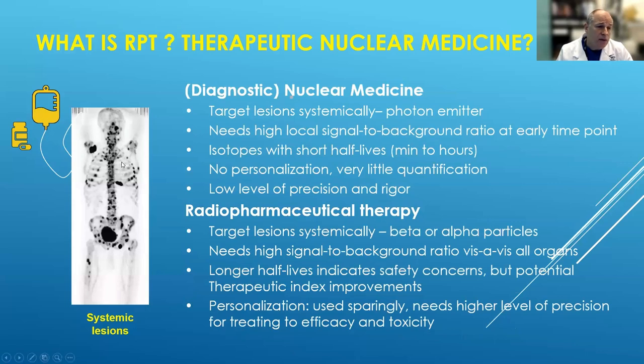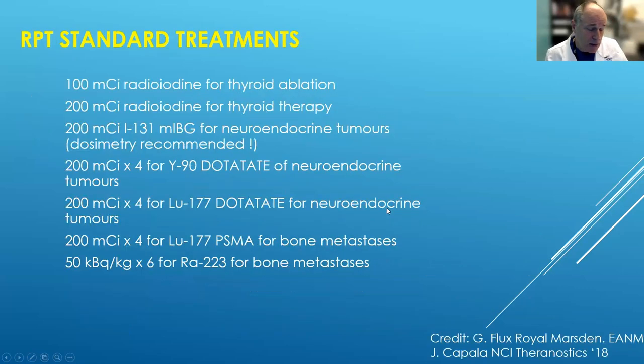For another thing, in diagnostic, you're only concerned about a signal to background ratio at a very early time point, and only in immediate proximity to what you're looking for, whereas in radiopharmaceutical therapy, you have to be concerned about your background uptake in every single organ, because any organ can be dose limiting. So you have much longer half-lives, which generally works in your favor, so that as the activity leaves the normal organs, in principle, it stays in the tumor, and so you benefit from that therapeutic ratio from a longer half-life.